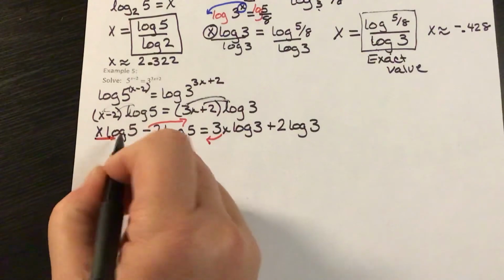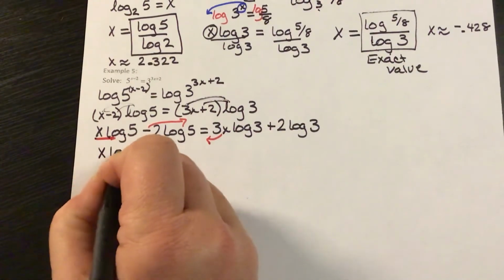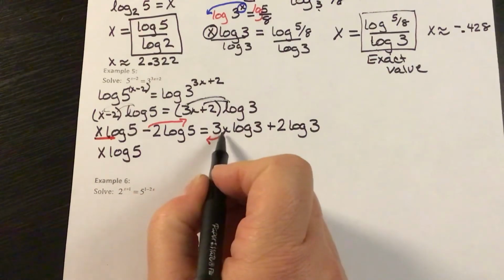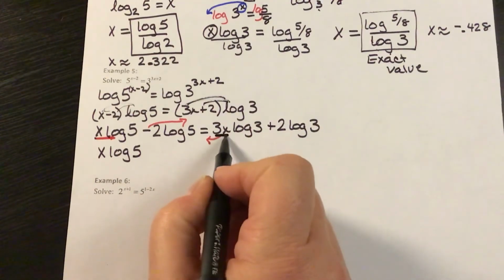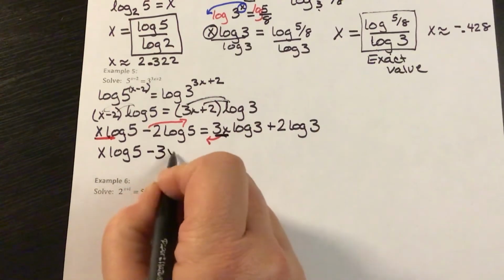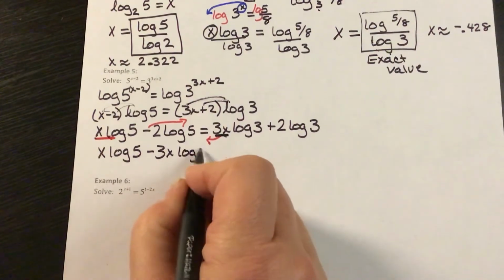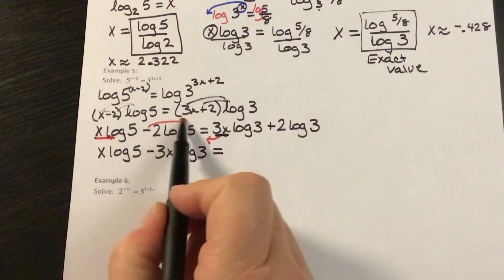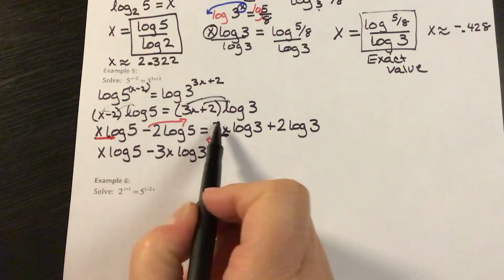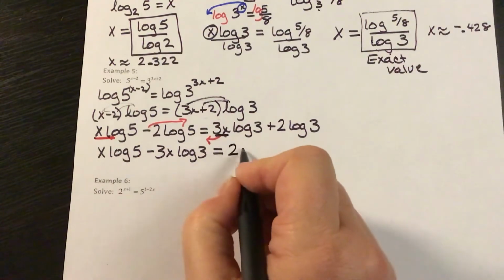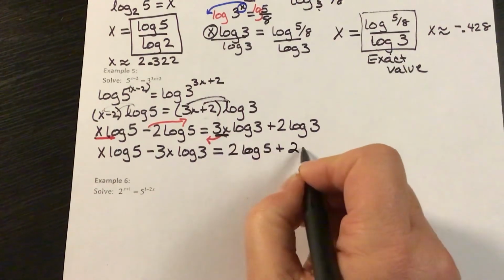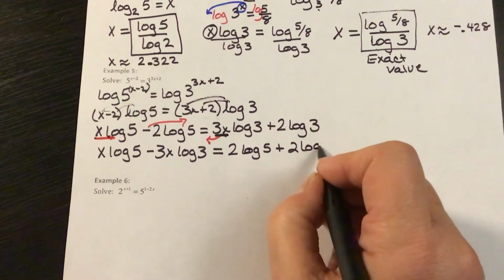So I start with x log 5, and then I want to subtract the part that has the x in it, so minus 3x log 3. And that's going to equal, so now I'm going to add this 2 log 5 over to the other side, and then plus 2 log 3.